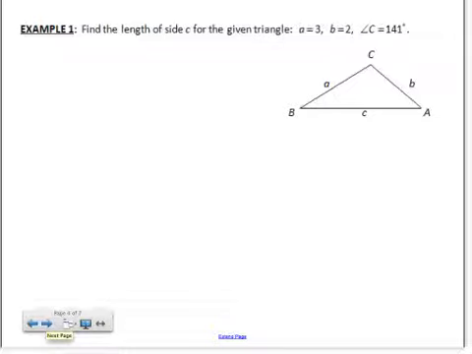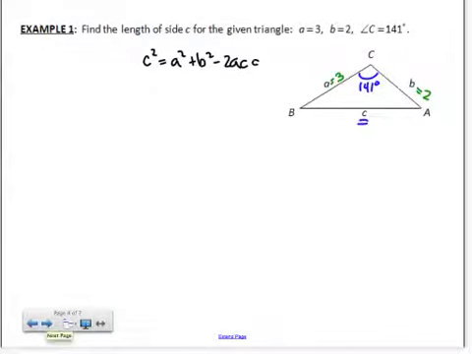So here's an example. Find the length of side c for the given triangle. Okay, so we want to know what c is. We know what the big C, the angle C, is. That's 141 degrees. And we know that a equals 3 and b equals 2. So I'm going to write out my equation: c squared equals a squared plus b squared minus 2ab cosine big C. I got too excited about the c's.